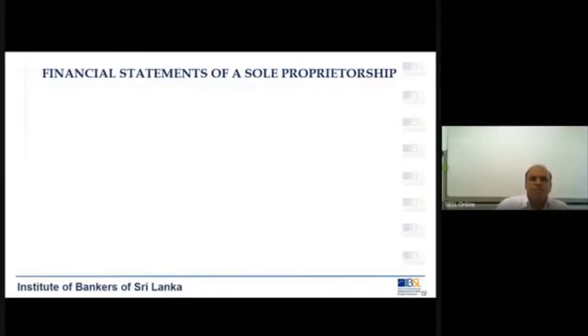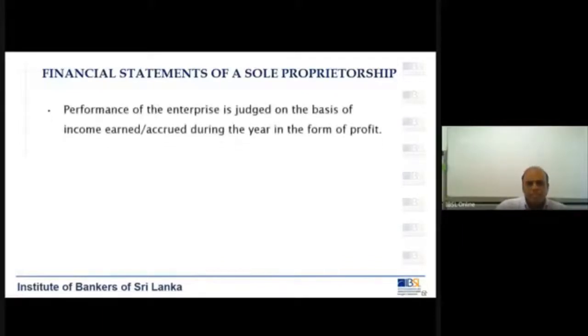Now let's look at the financial statements of a sole proprietorship. Basically, the financial statements of a sole proprietorship focus on the performance of the enterprise, and it is judged on the basis of income earned, accrued during the year. I don't need to go back and teach you the accrual concept because we have already learned those. All the concepts, principles, and assumptions that we have already learned are applicable even for a sole proprietorship.